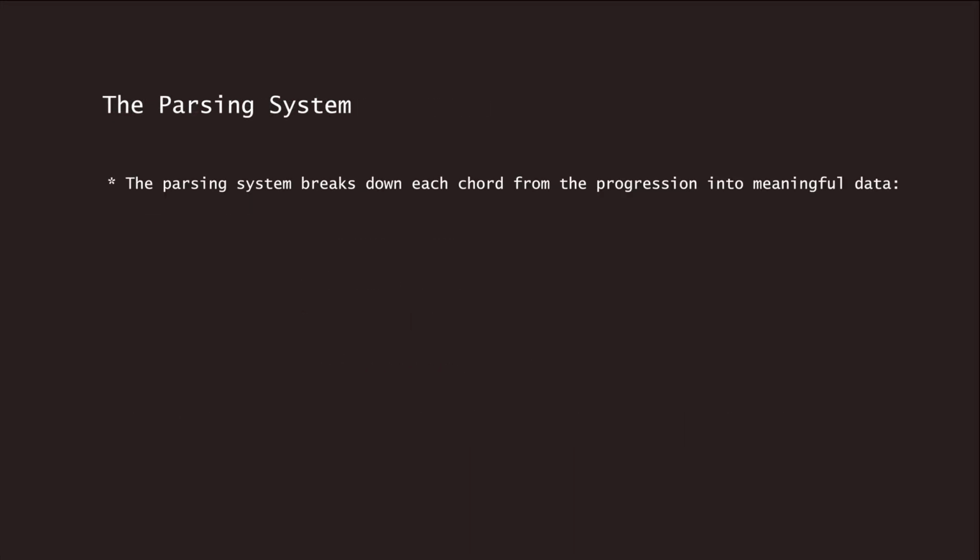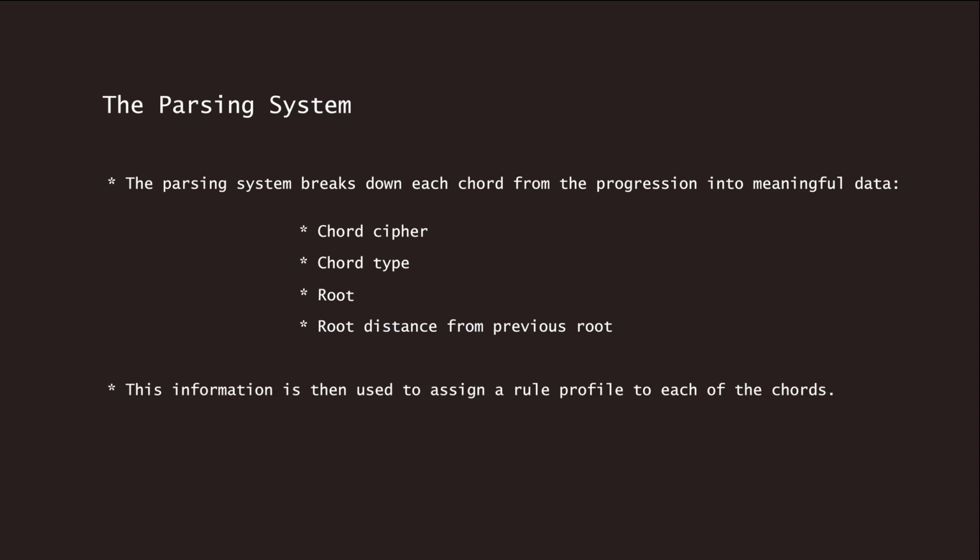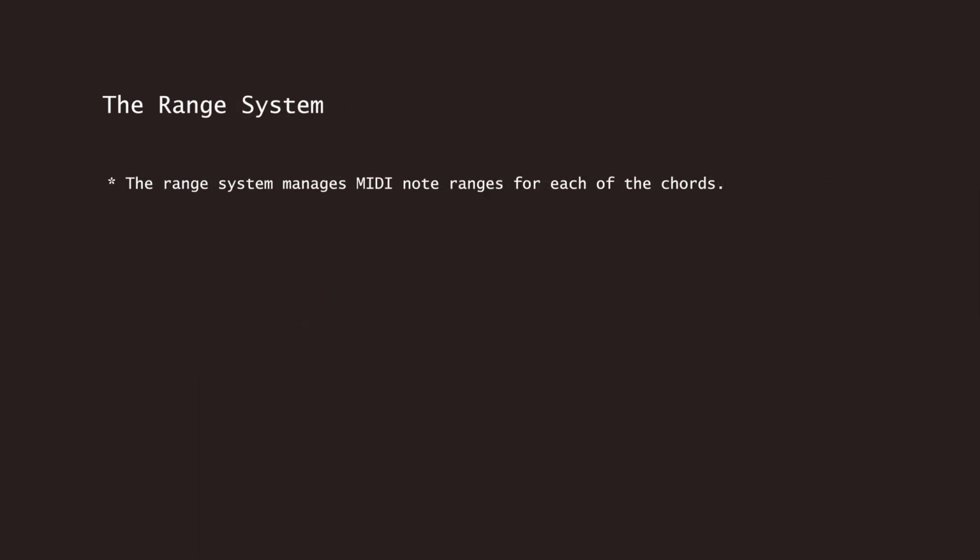The parsing system is responsible for breaking down each chord from the progression into meaningful data, such as the complete chord cipher, the chord type, that is, whether it's a major, minor, augmented, or diminished chord, the root of the chord, and the root distance from the previous chord root. This information is then used to assign a rule profile to each chord that will take effect during backtrack as new chords are generated. The range system manages MIDI note ranges for each of the chords.